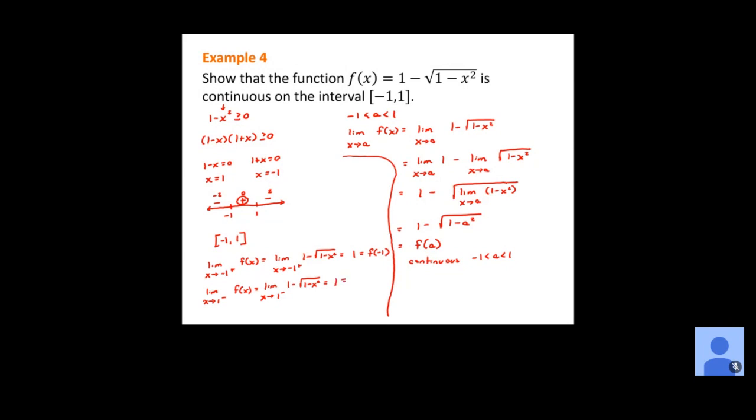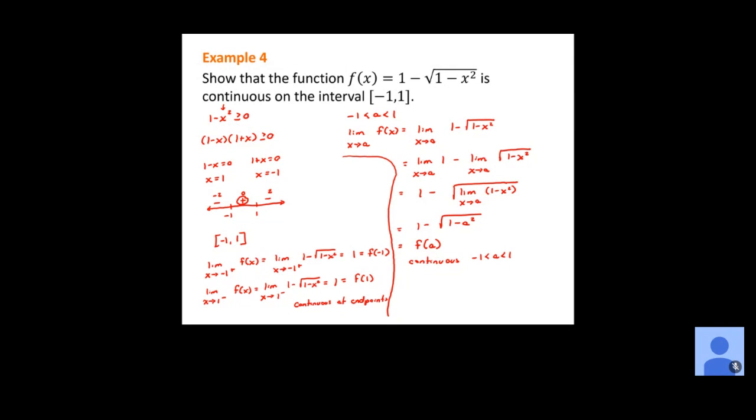And again, we just need to show that that's equal to the value of the function at that point, which it is, because if I plug in 1, it's going to give me that same thing. Okay, so now we've shown that our limit from the left at 1 is equal to the value of the function at 1. Therefore, this all down here tells us that this is continuous at our endpoints.